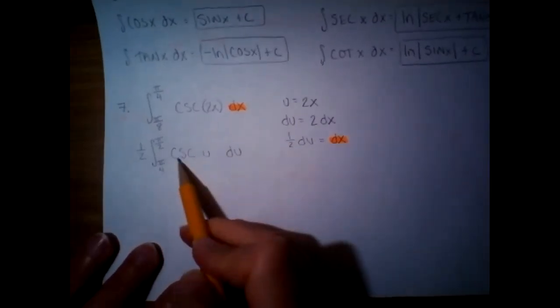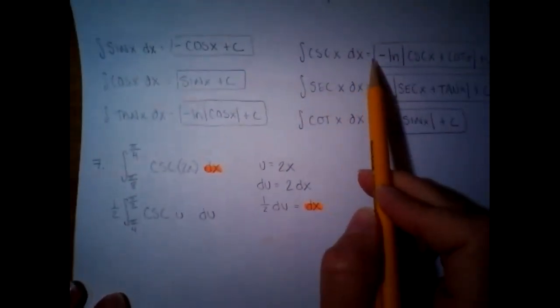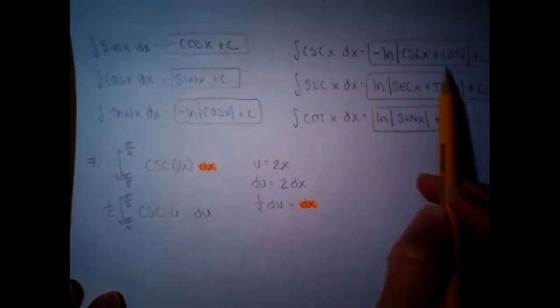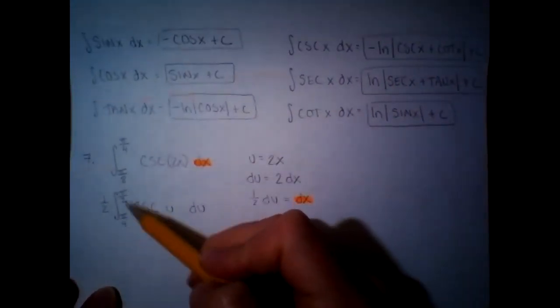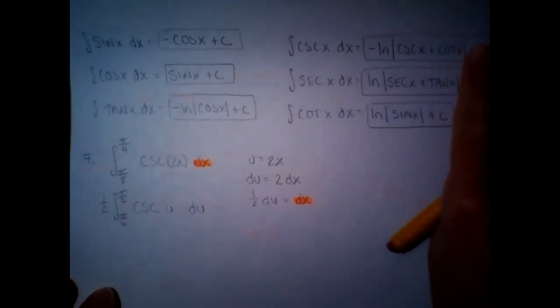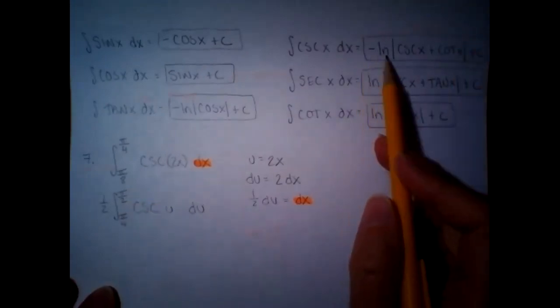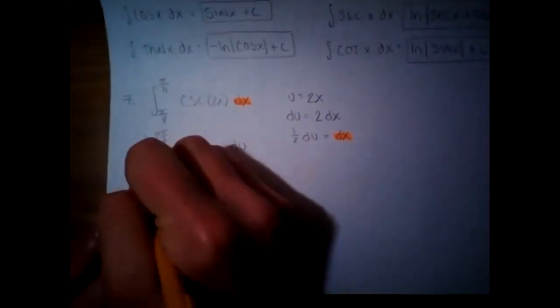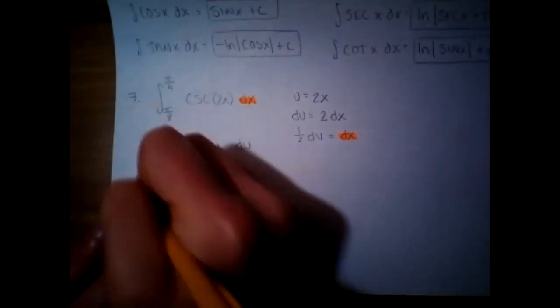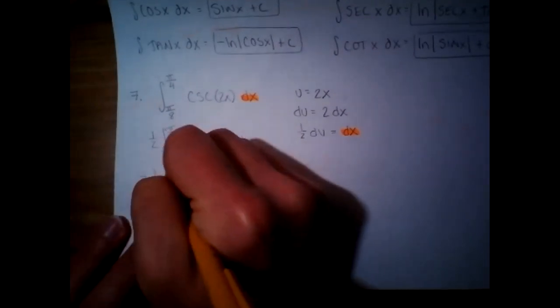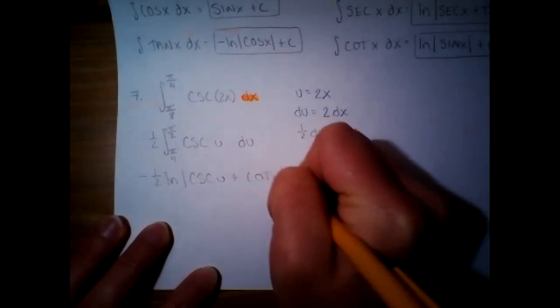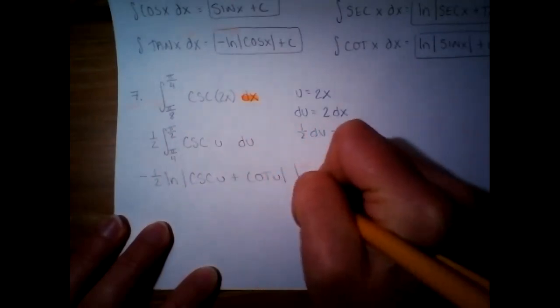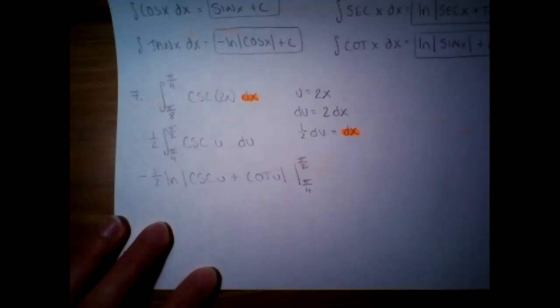All right, so this antiderivative, you do kind of just have to memorize this one. Cosecant is negative ln cosecant plus cotangent. Now, we won't put a plus c because this has actual boundaries on it that we're going to evaluate, so we won't have the plus c on this one, but it is negative ln cosecant plus cotangent. So this will be 1/2, it's going to be negative ln cosecant of u plus cotangent of u, and we're going to evaluate such that pi over 4 to pi over 2.